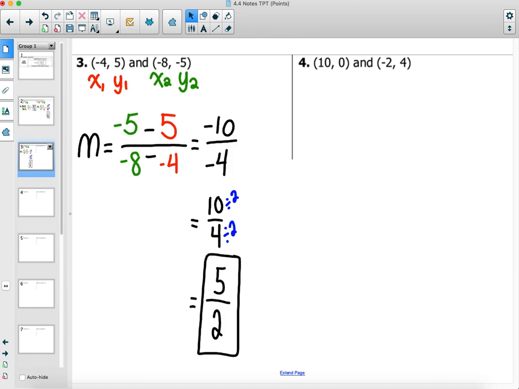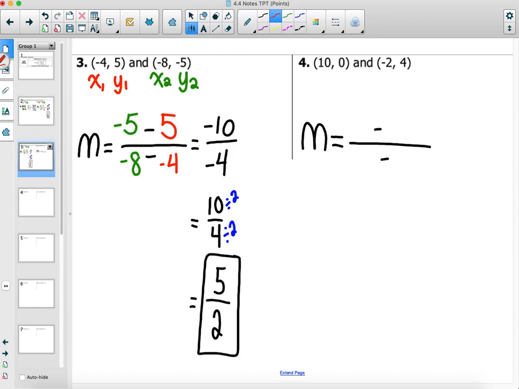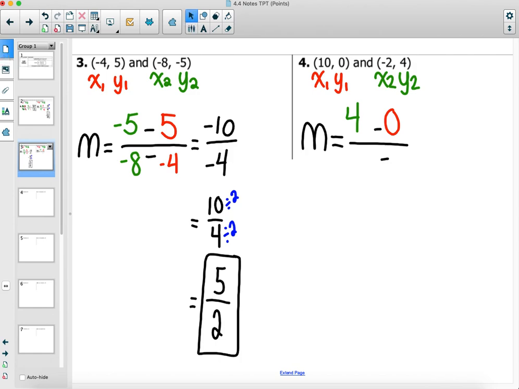In example 4, m equals, draw the fraction, put the minuses in, one on top, one on the bottom, label the points x1, y1, x2, and y2. So subtracting the y's on top, y2 comes first. So I do 4 for y2 minus y1, which is a 0. The bottom of the fraction, the x2, which is a negative 2, minus the x1, which is a 10.